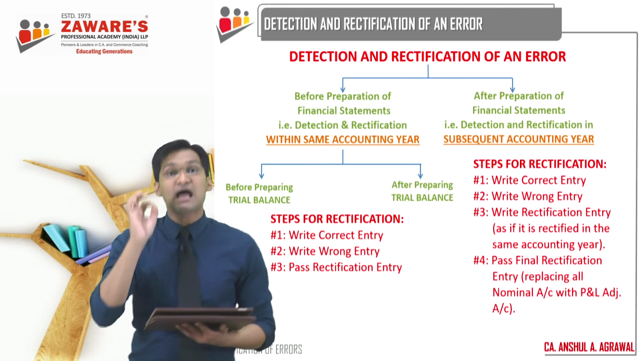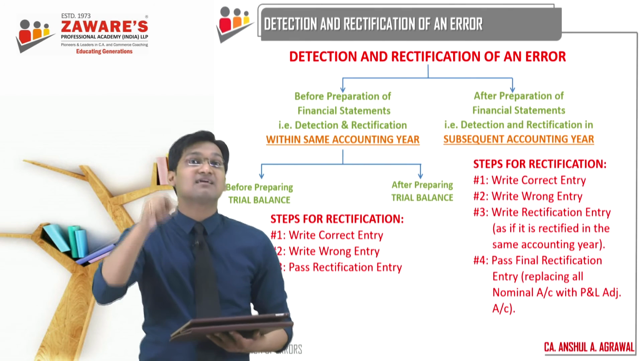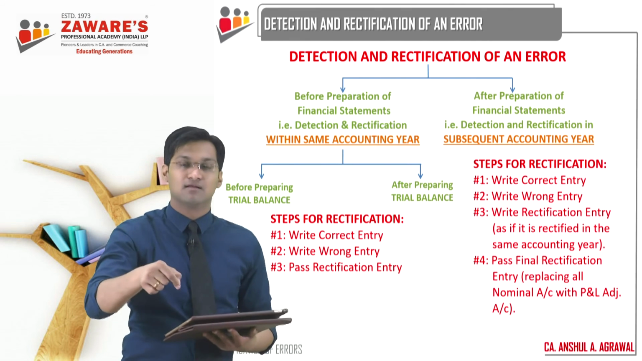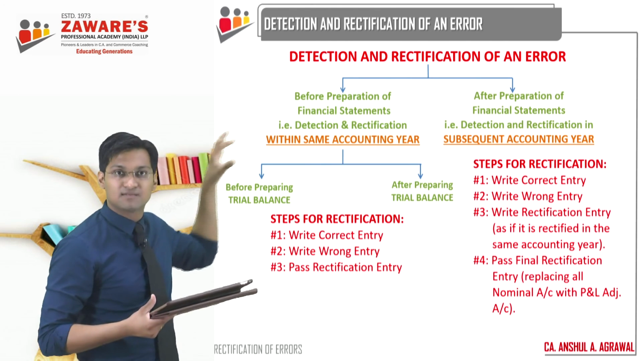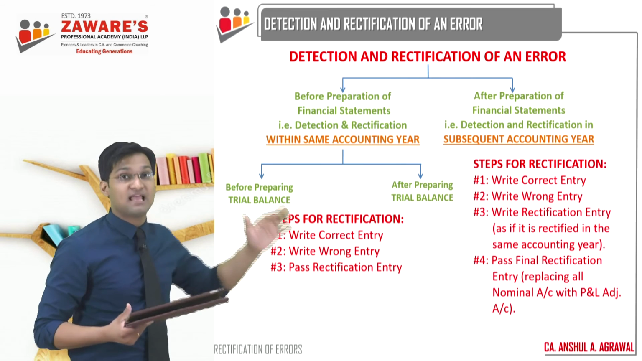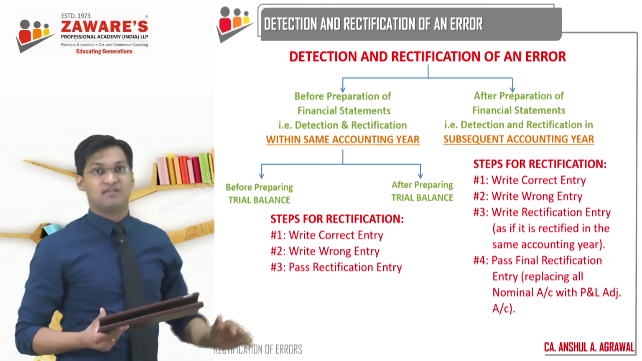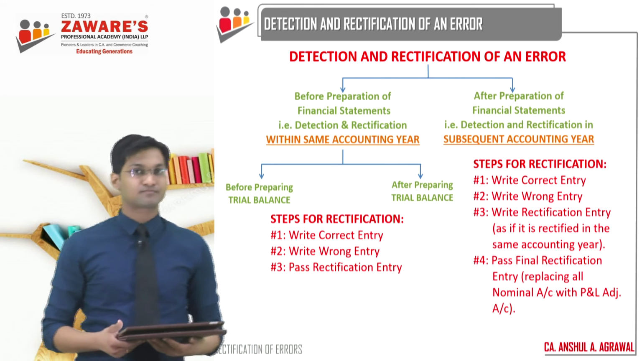You have to write the rectification entry as if the error is rectified in the same year. That means if you see, the first 3 steps are common in both the processes, correct? You have to pass the rectification entry as if the error is rectified in the same year. Then comes step number 4, very, very important.